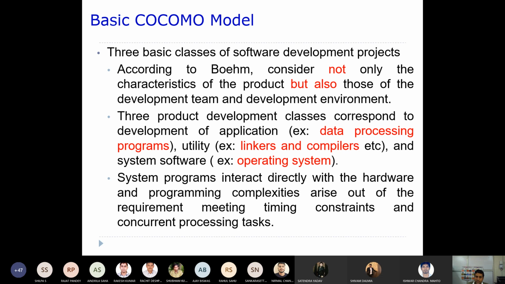This is what Boehm says. Then he classified the projects into organic, semi-detached, and embedded. Do you understand now? So according to Boehm we considered the development team and environment also. There are certainly many other factors while we estimate these parameters.